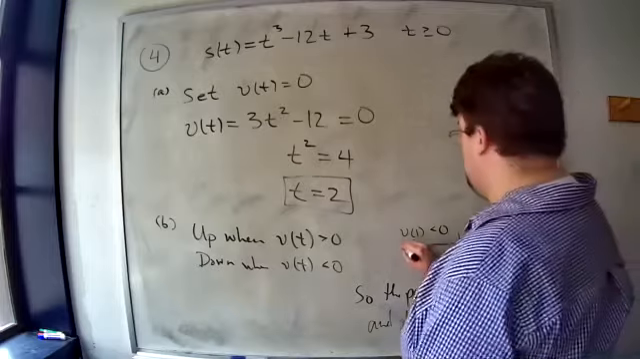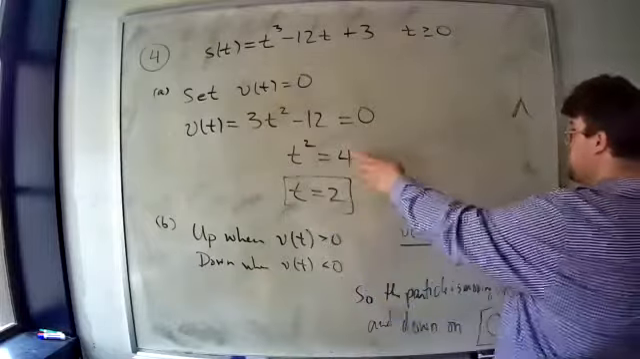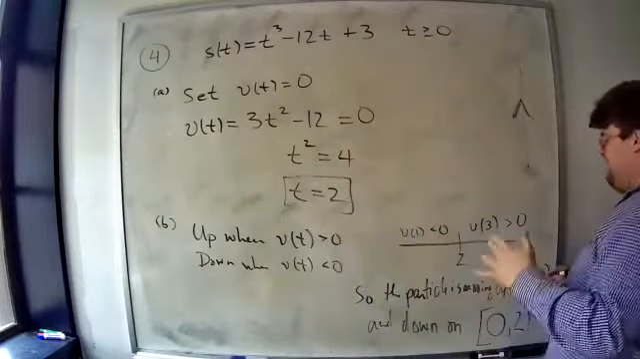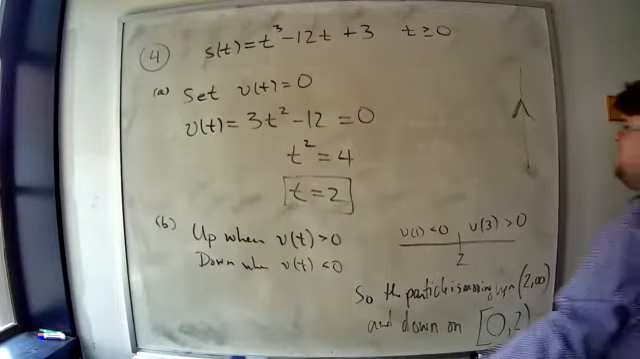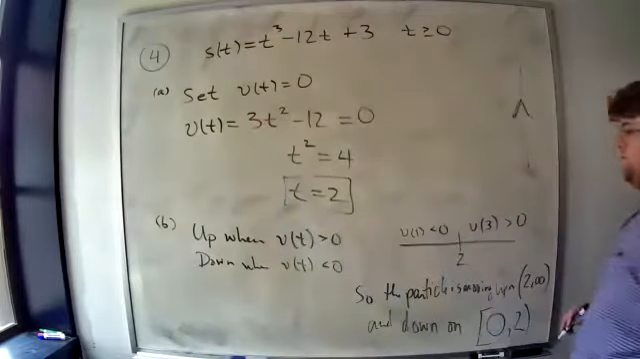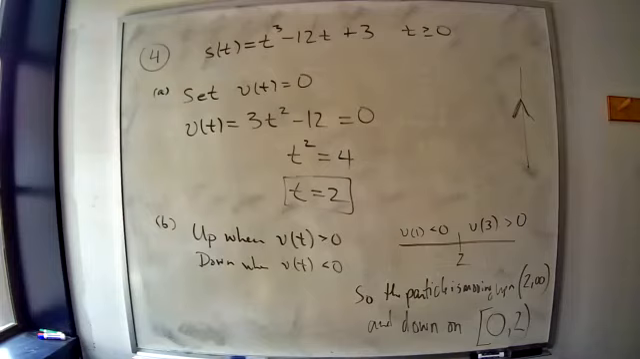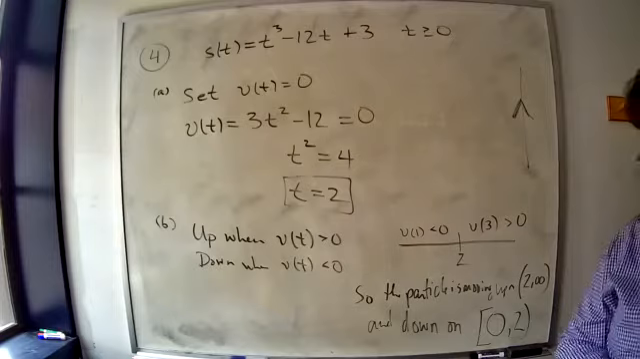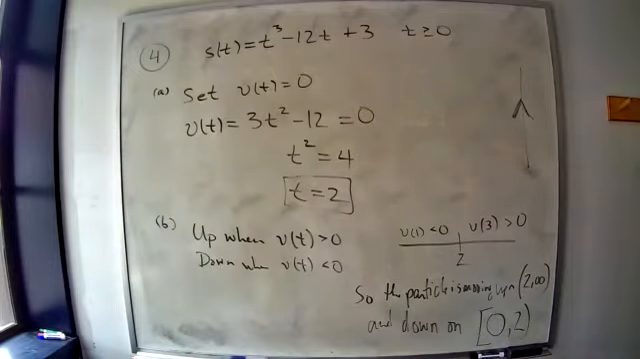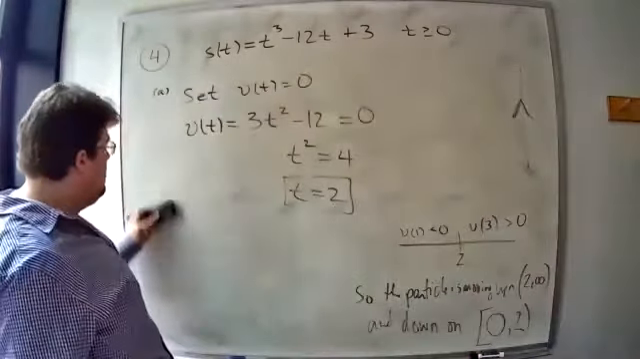Why do we include 0? Well, the velocity is not 0 at 0. It doesn't go on the other side of 0 until we get to negative 2. But the way I like to see it is just by substituting 0 up here. You substitute 0, you get negative 12. So you get a negative velocity at 0. Any questions about part, what was that, part B? Okay. Part C.